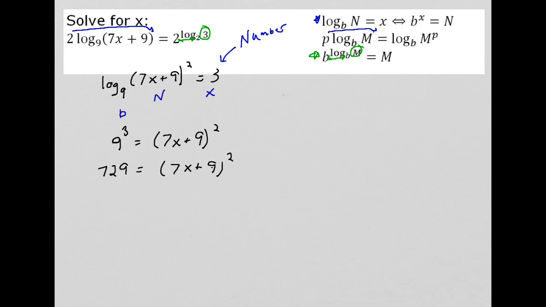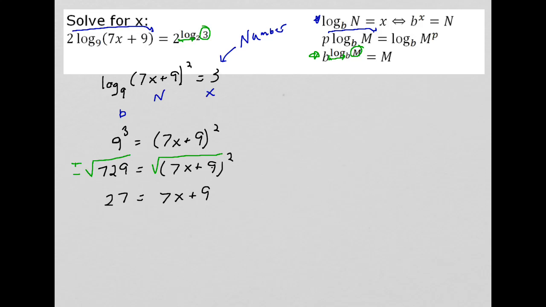And then I can go ahead and take the square root of both sides of the equation. So we'll go ahead and put a plus or minus on the left here. And then the square root of 729, that would be 27. So we have a 27 on the left. So plus or minus 27 equals 7x plus 9.